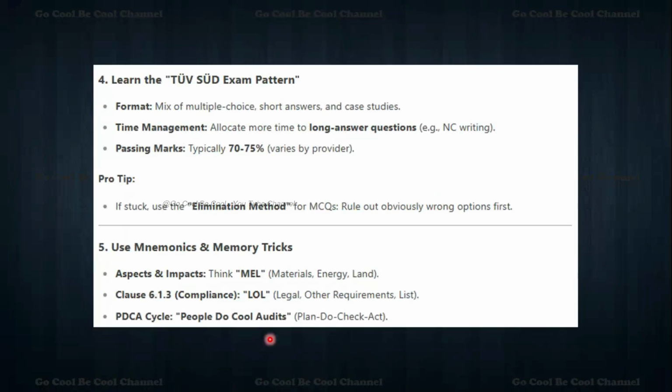Now learn the TUV SUD exam pattern. My dear friends, please understand, the format is a mix of multiple choice, short answer, and case study. For the 2 mark questions, please write only 3 lines, that is more than enough. Most people spend a lot of time especially on this domain 1. That is a very simple question; only 5 or 6 questions will be asked for these 2 marks. Don't spend much time. We have to make sure that we get 50% in each domain. If you spend a lot of time on the 2 mark questions, you won't have time for the 15 mark NC writing.